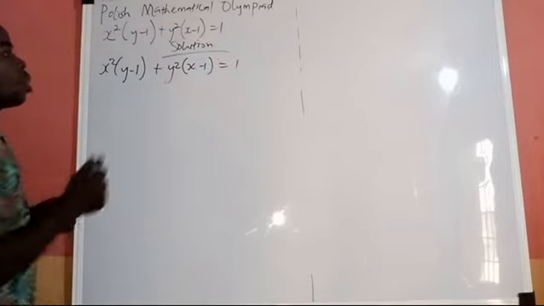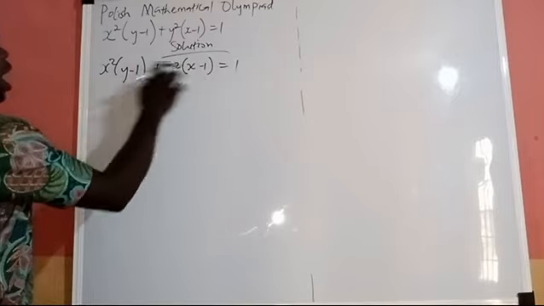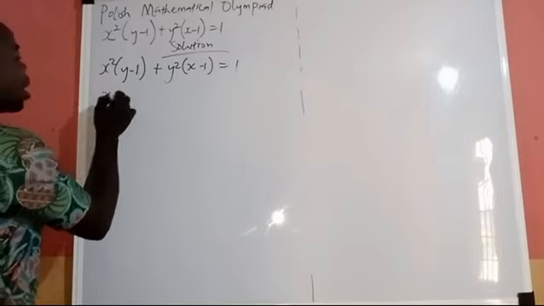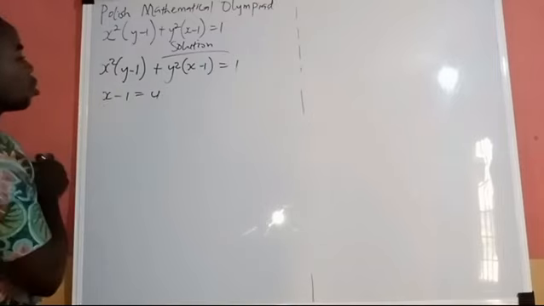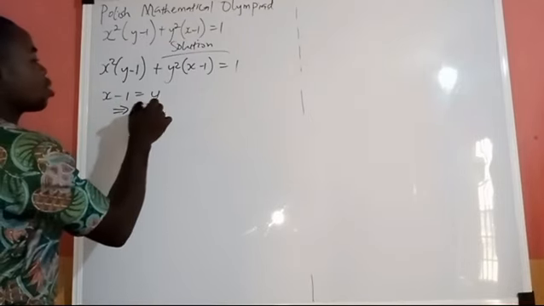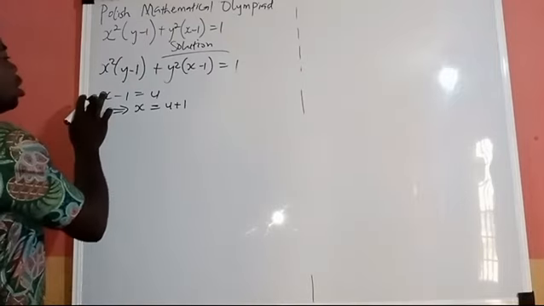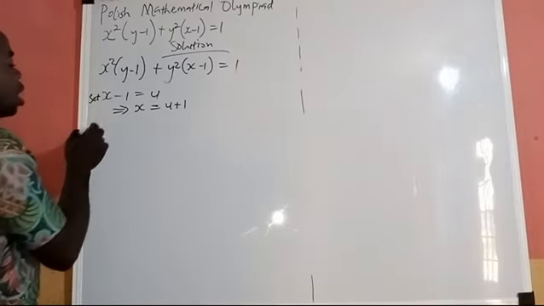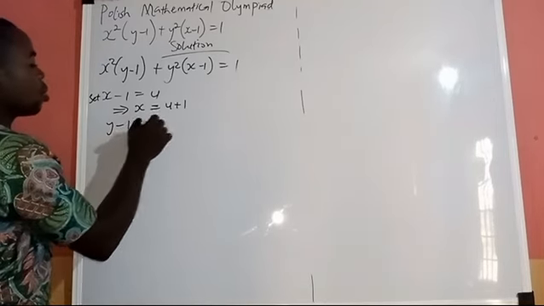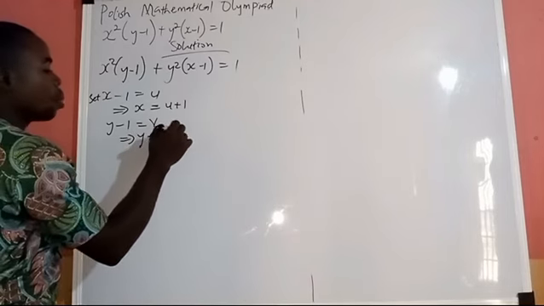Now the next thing you want to do is let us set these items inside brackets to be something. So let's set our x minus 1 to be equal to u, and of course if that happens, it now implies that our x is going to be equal to u plus 1. Then we set our y minus 1 to be equal to v, and that will give us that our y itself is equal to v plus 1.